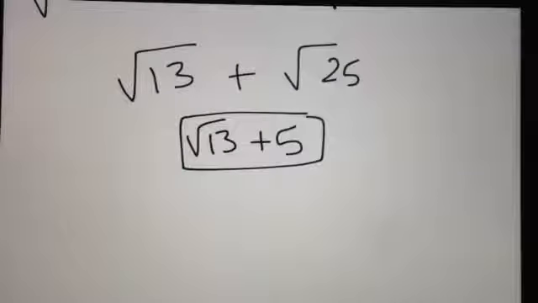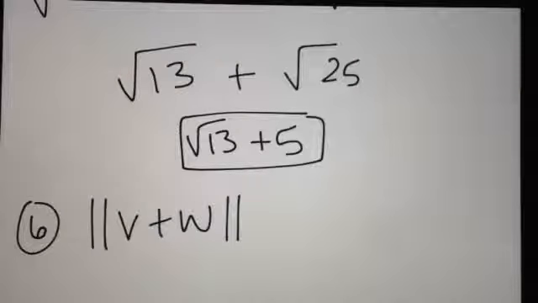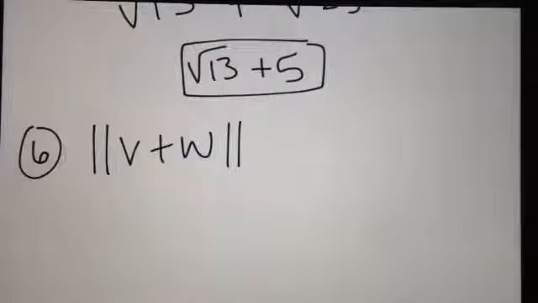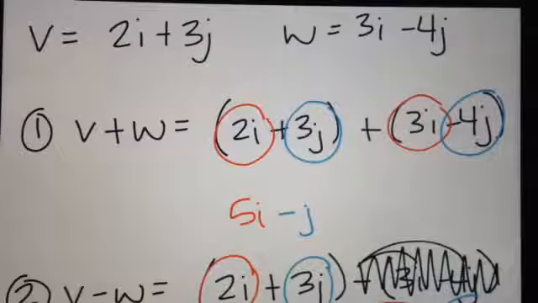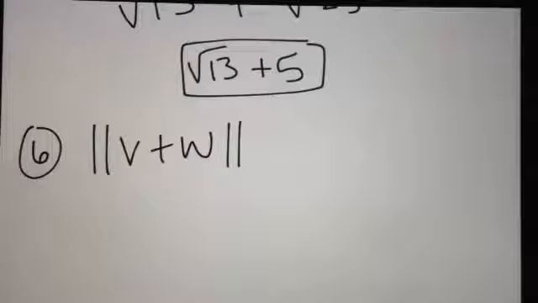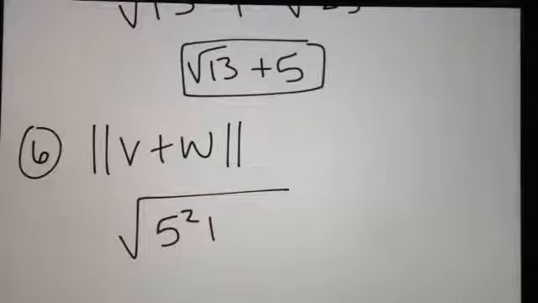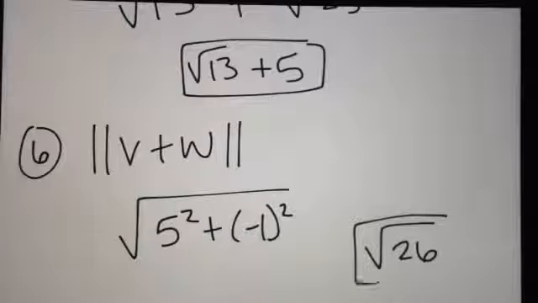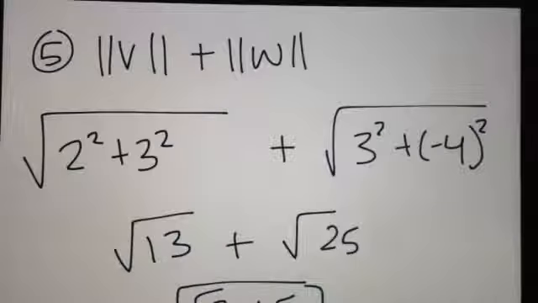But you might also have problems where it says the magnitude of v plus w, and this is a different problem. To be able to do this problem, you have to know what v plus w is added together. So this was our v plus w, it was 5i minus j. So the magnitude of that is going to be the square root of 5 squared plus negative 1 squared, and that's going to be the square root of 26. So you'll notice that those two problems are different. One, you have to add the vectors together first and then find the magnitude. This one, you would find the magnitude separately and then add them together.